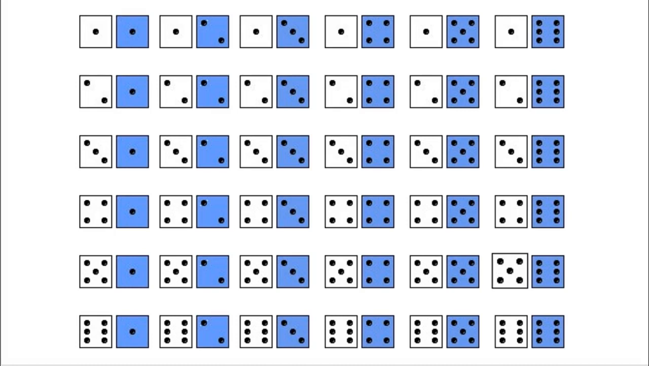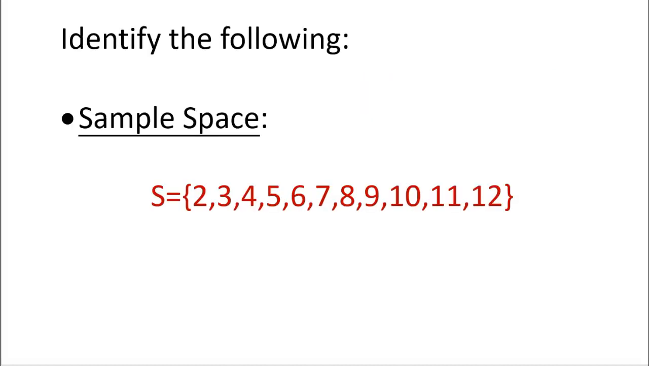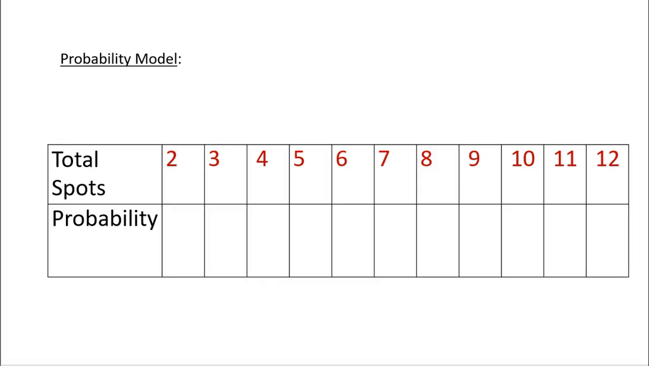So the first thing we're going to do is identify our sample space. Since we're interested in the possible sums of all dots on the pair, the sample space is as follows. We could see a sum of 2, 3, 4, all the way up to 12. Also notice that we only write each of the numbers 1 time. Next, we're going to write out the probability model. We do this by first writing down the sample space. Then for each element in the sample space, we're going to find the probability of observing that sum.